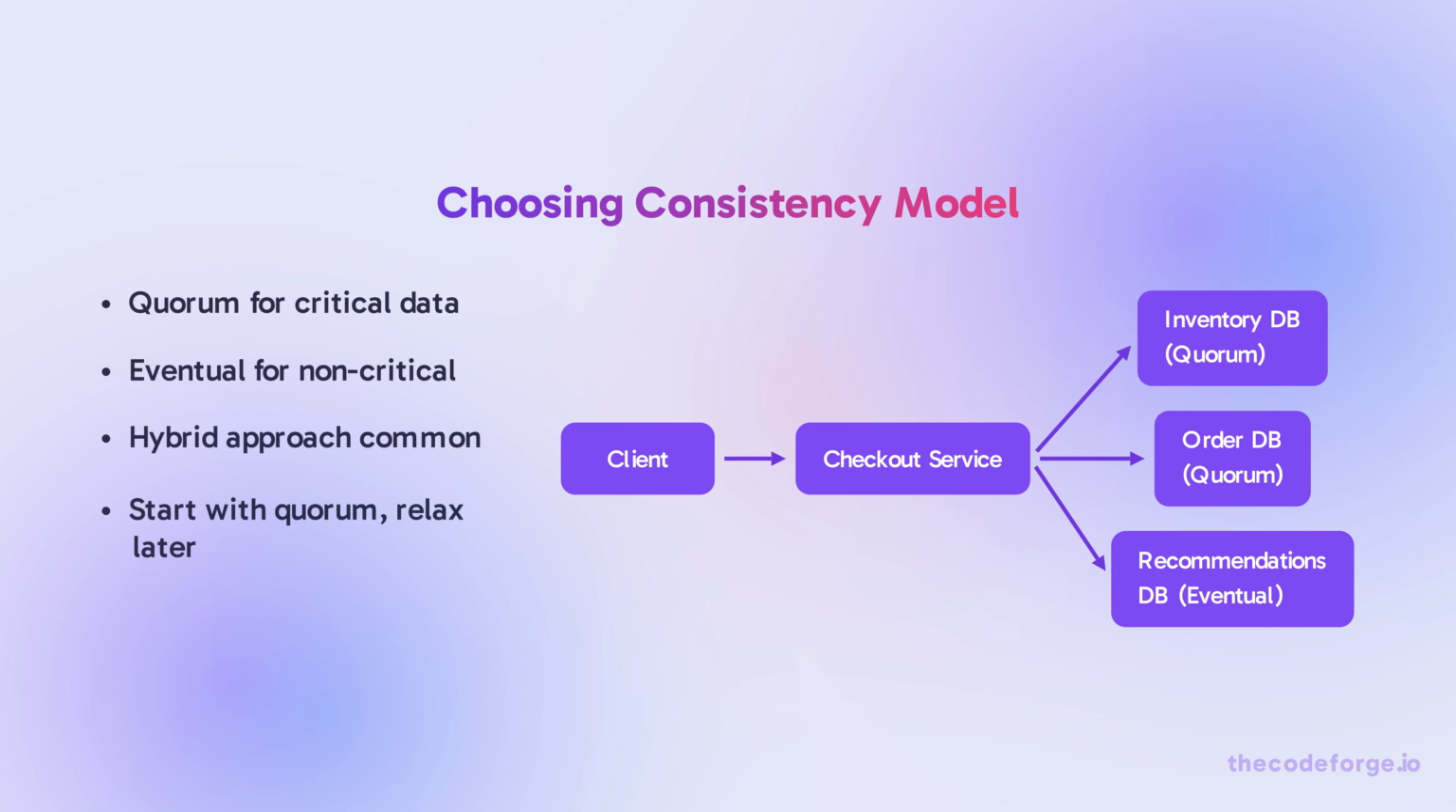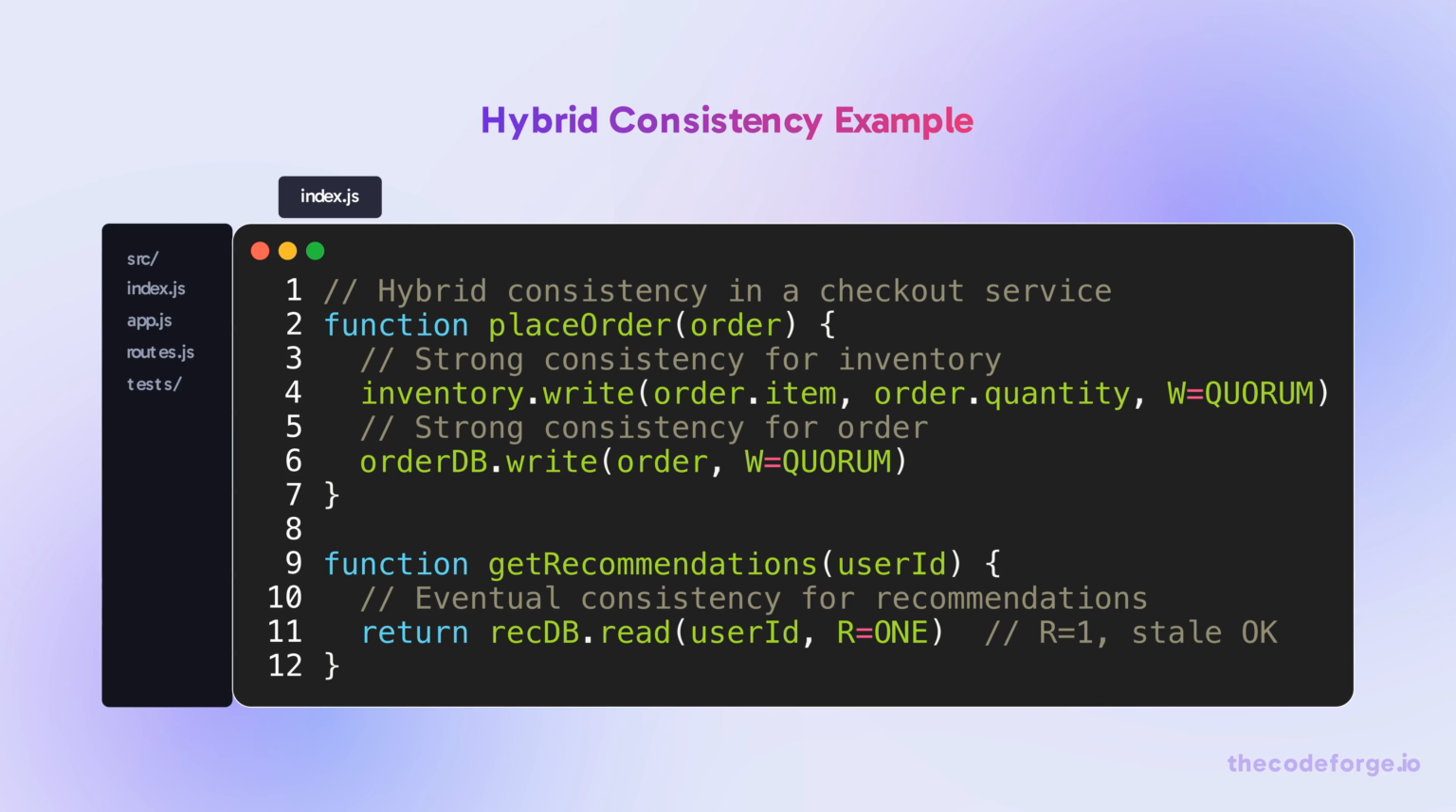Quorum R plus W greater than N is not the only consistency model. You might choose eventual consistency for high availability or linearizability for strict ordering. In production, I recommend using quorum for all writes and reads that affect critical data and eventual consistency for non-critical reads. Here's a hybrid approach.